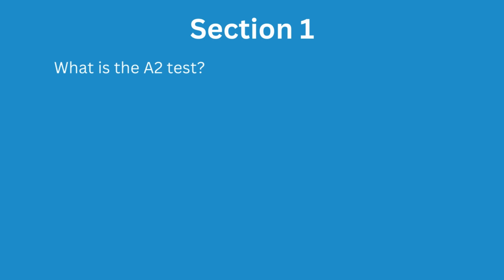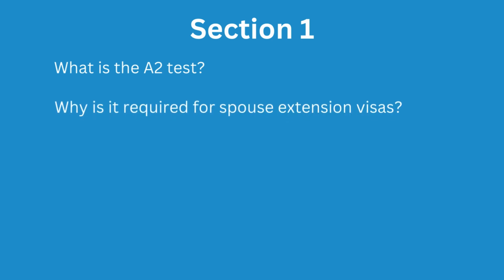So basically, with the A2 test, the UK government wants to make sure that you can survive in the UK and you can get along with basic conversation in everyday life situations. Why is it required for spouse extension visa? The A2 test is required when you want to extend your spouse visa. So basically, you have to give the A1 test when you first get your visa, and then after a year of that, you have to give the A2 test.